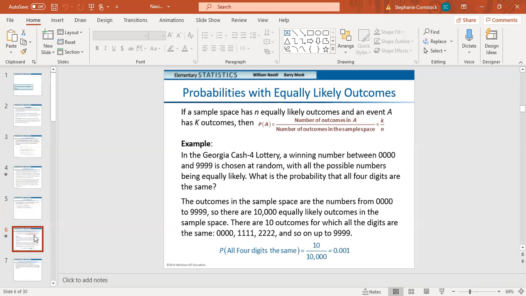So I'm going to now switch over. We're going to look at a few example problems out of the worksheets. Remember, the worksheets are available to you in the modules section.